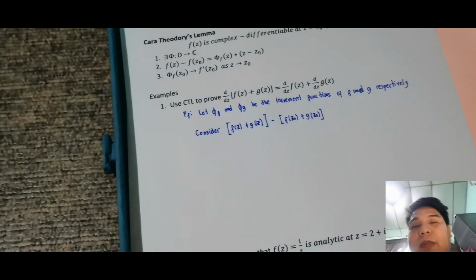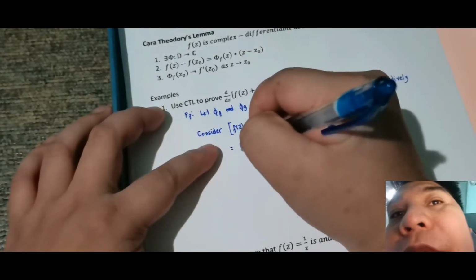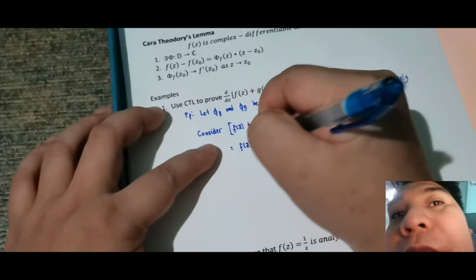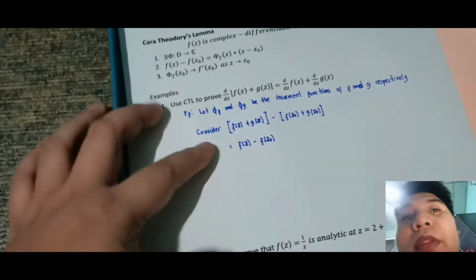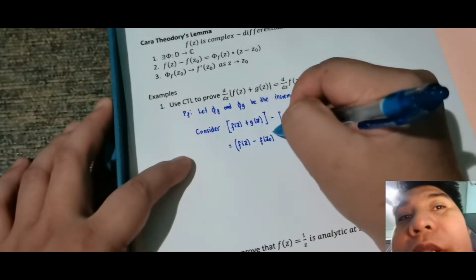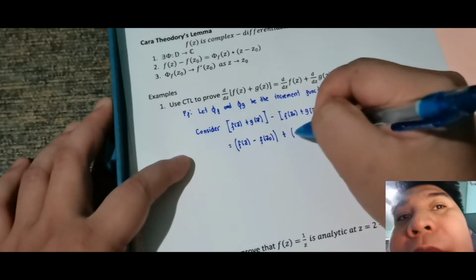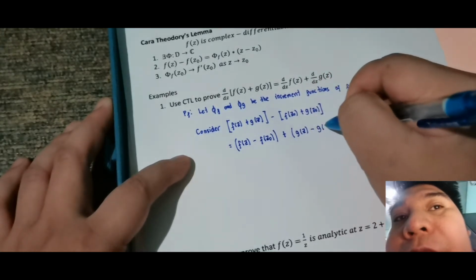Next, let us evaluate it a little. So what I will do, this is equivalent to f of z minus f of z naught. So upon simplification, this is then plus g of z minus g of z naught.